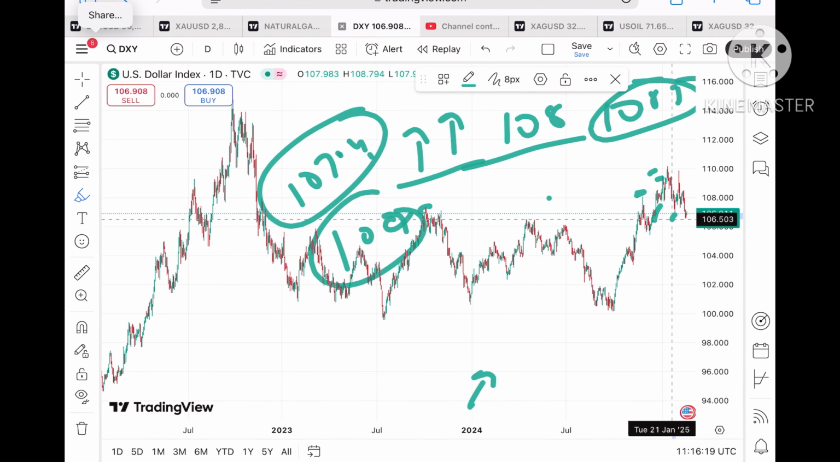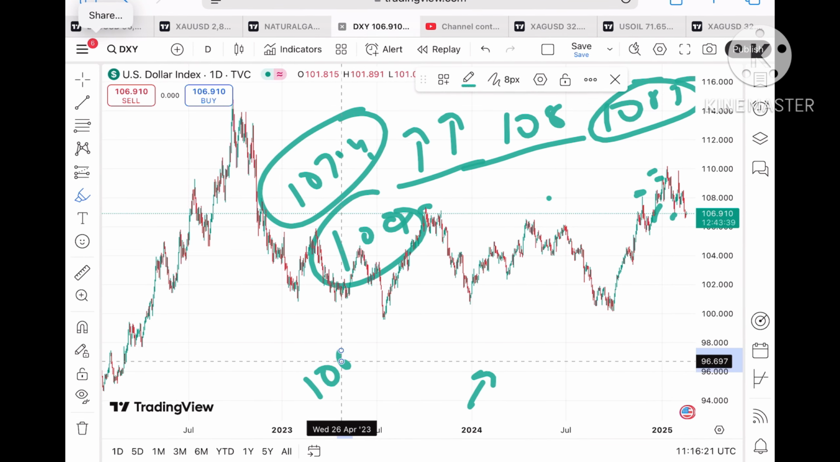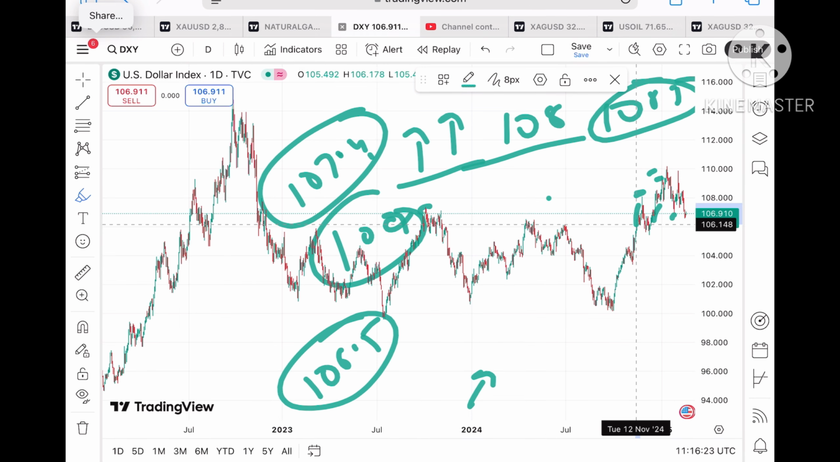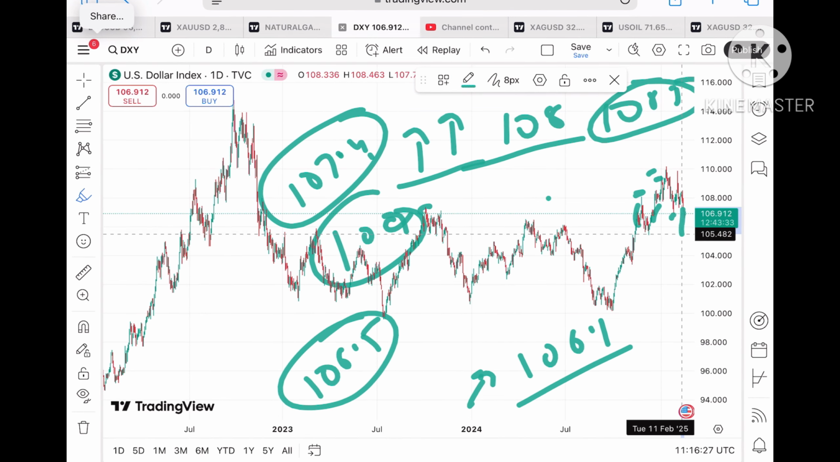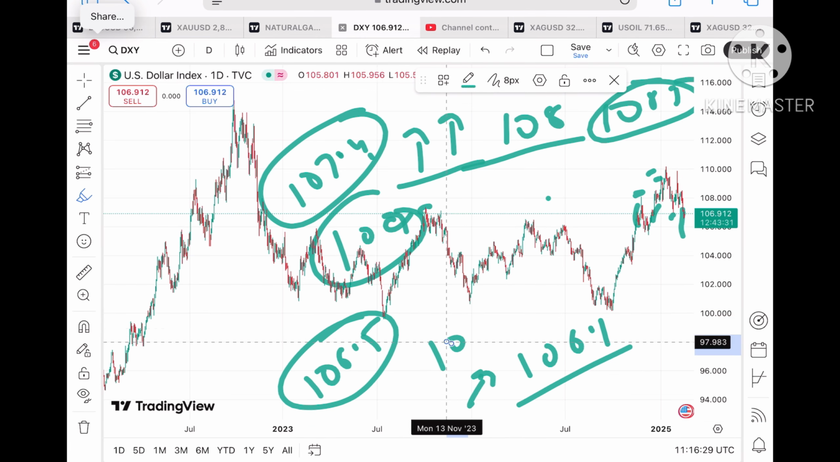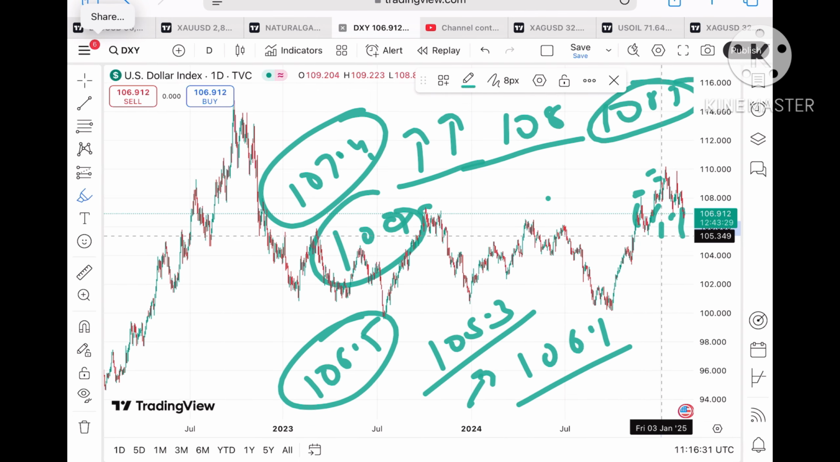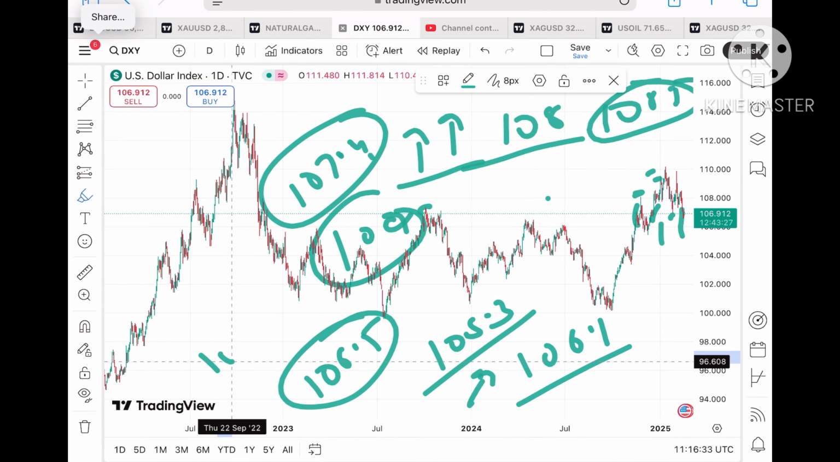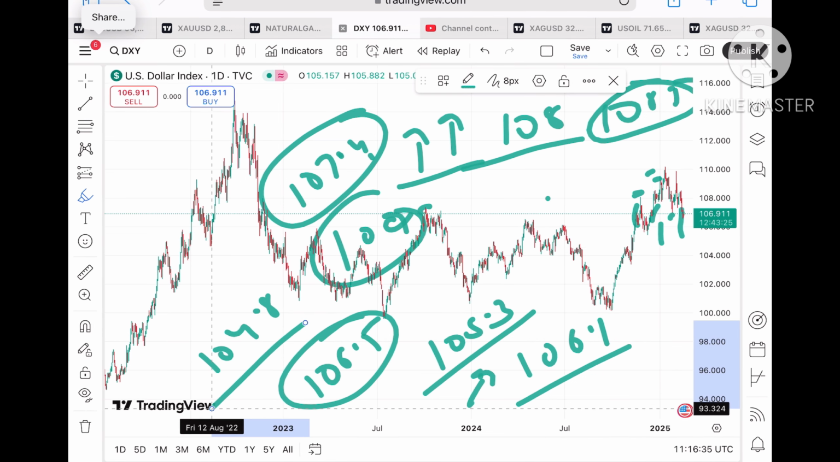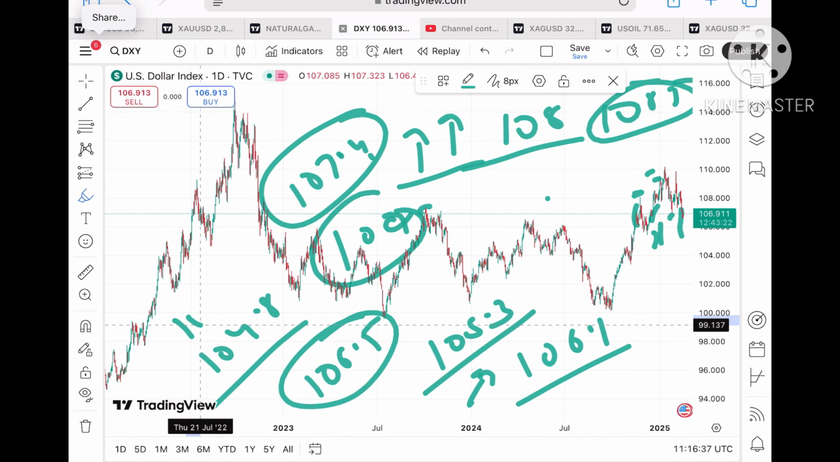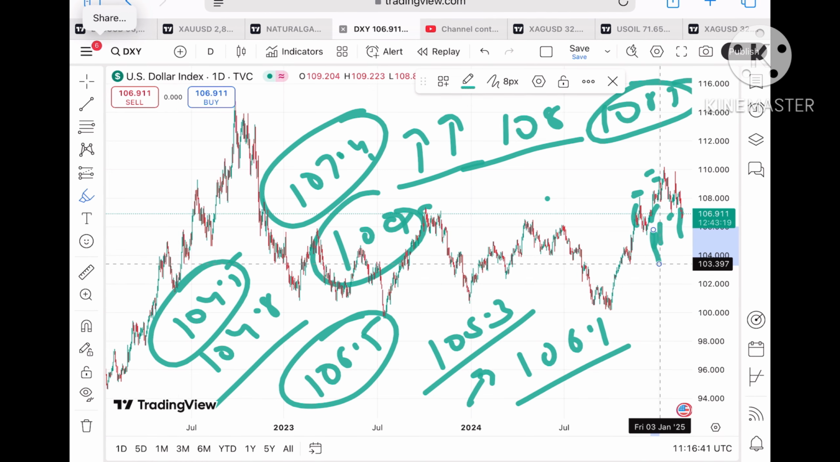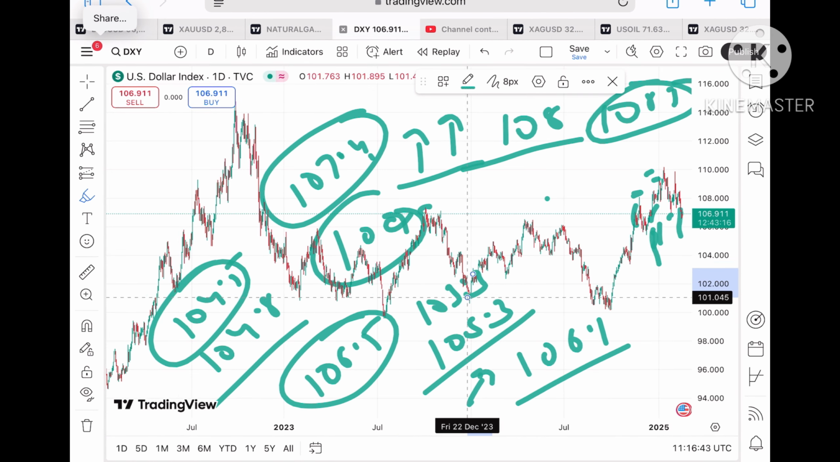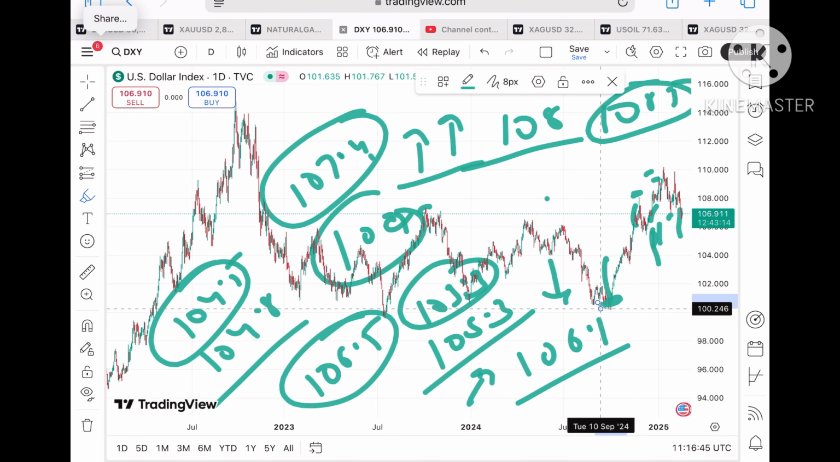But if the price started falling below this level, we can see it can touch a level of $106.5, and from there a level of 106.1. Suppose the price falls below that level, we can see a level of 105.3, and once the price falls below that level, we can see a level of $104.8, and then with a further downfall we can see 104.5. Suppose the price started falling below that level, the probability of touching 103.3 we can see, and then a further fall will be there.